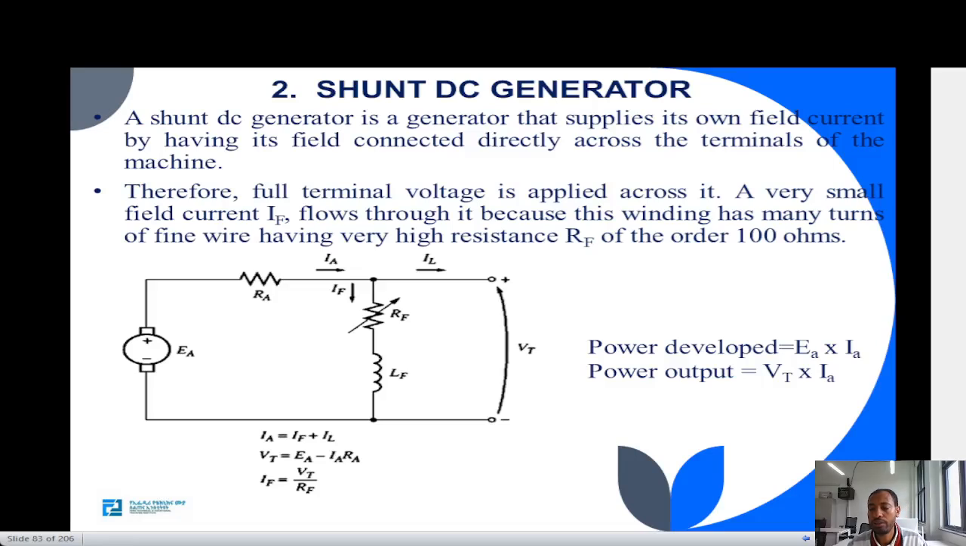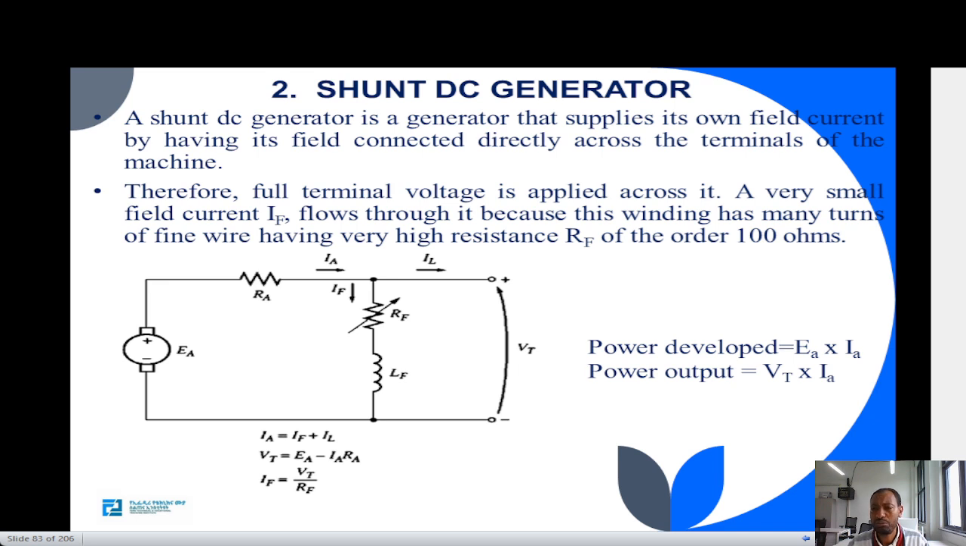Hello students, in the previous video or lecture we have seen the separately excited DC generator. We have seen the circuit, the important questions, and the applications of a separately excited DC generator, and we did some examples. So our next point is the second type of DC generator, called the shunt DC generator.